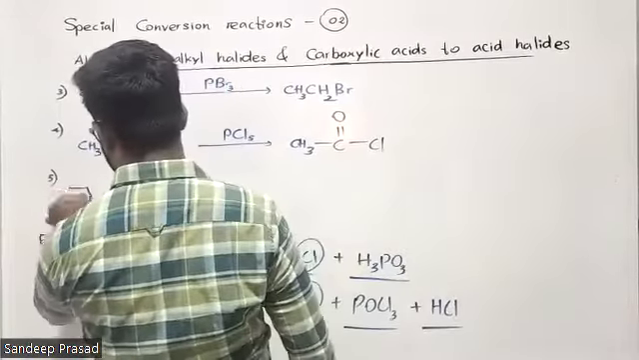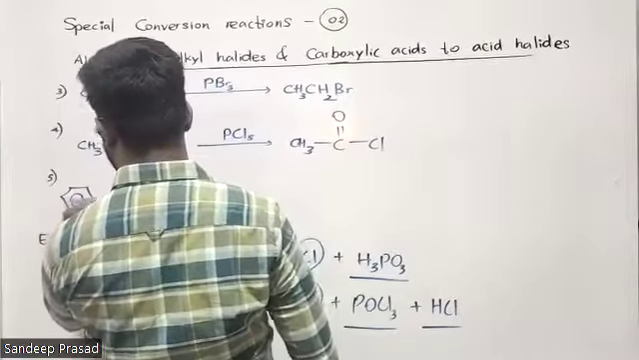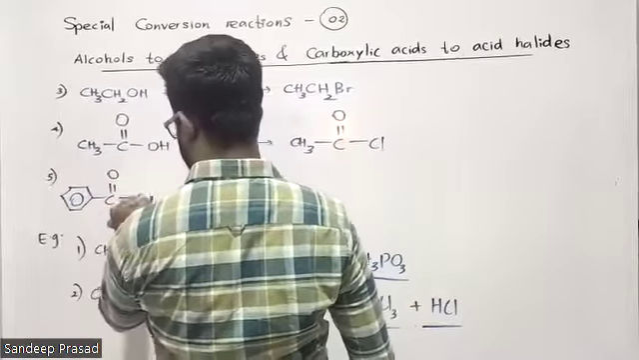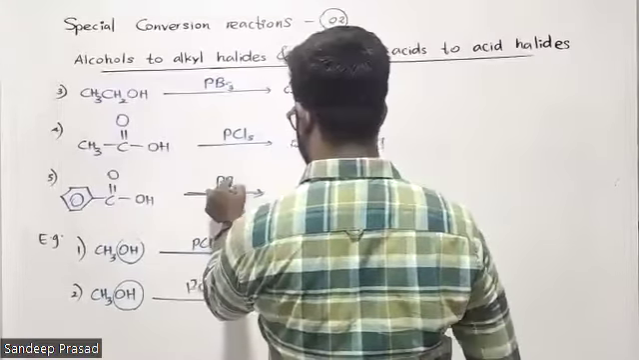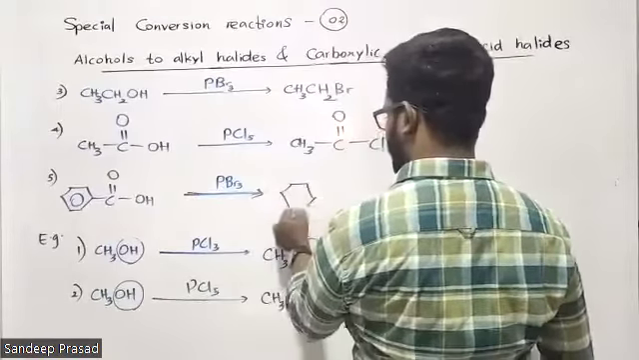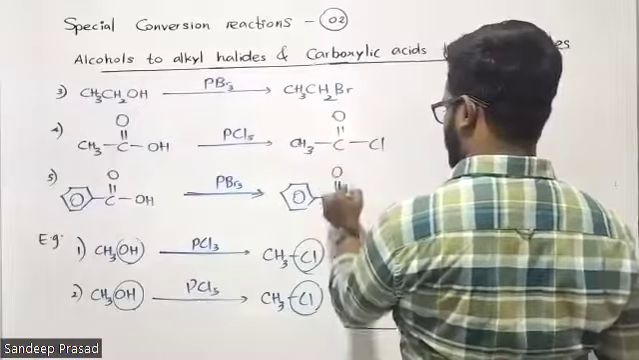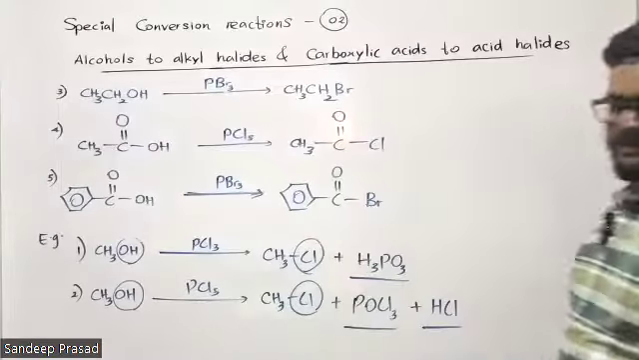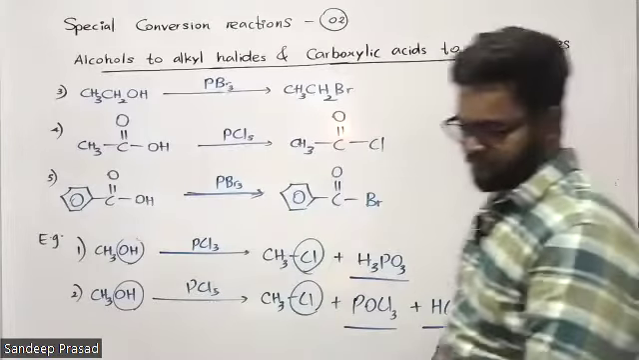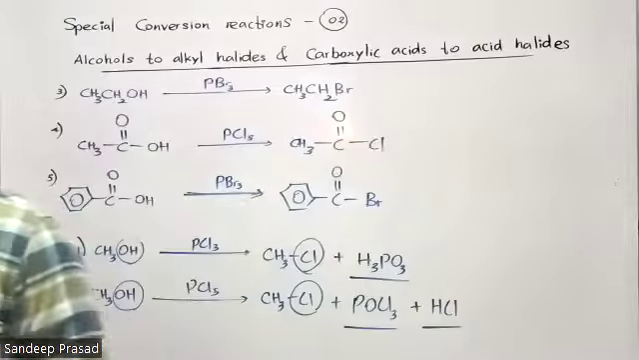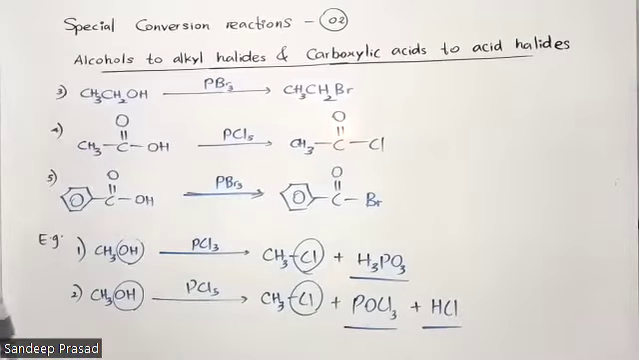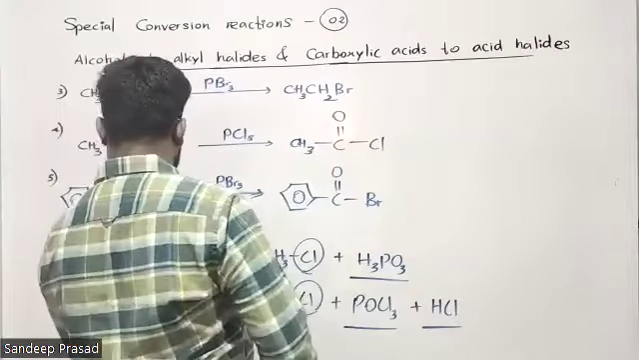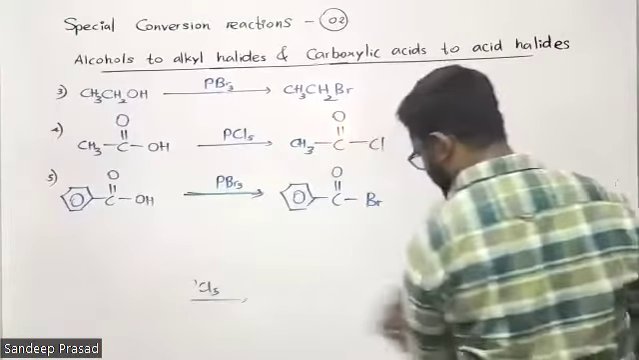Number 5, benzoic acid. We are adding PBr3. So then what will happen? Benzoyl bromide is formed in this way. Number 6.